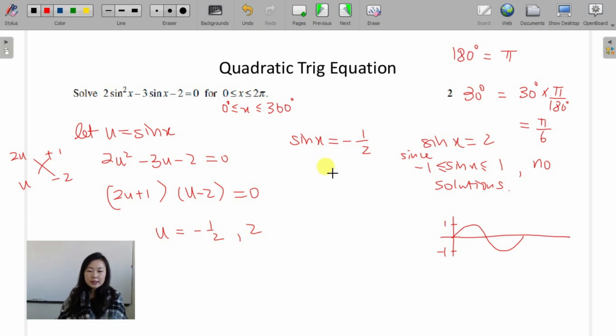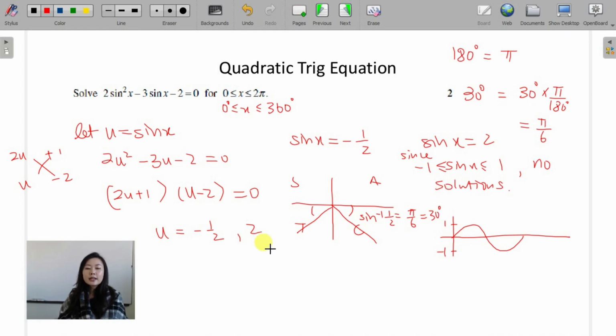Again, quadrants, ASTC. I'm starting to not get into too much detail, since you've seen a couple of examples already. So sine x is negative in the third and the fourth quadrant. I need my reference angles. What are they? My reference angle is going to be inverse sine of a half. You can use the calculator, which gives pi on 6 or 30 degrees. So I'll write both.